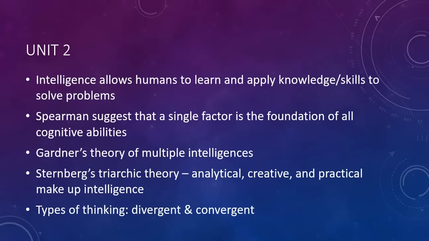Now, in terms of intelligence, this of course allows humans to learn and apply knowledge. In particular, one of the leading researchers, Spearman, suggests that a single factor is the foundation of all cognitive abilities. Gardner's theory, as we just talked about, is multiple intelligences. You can even draw upon Sternberg's triarchic theory, focusing on the analytical, the creative, and practical. These are three components he posits make up intelligence. And you can even point to different types of thinking. For example, divergent thinking, the ability to generate multiple unique solutions to a problem, very much associated with creativity, in contrast to convergent thinking, or the ability to focus on that single best solution to a problem as well. All right, so keep that in mind.